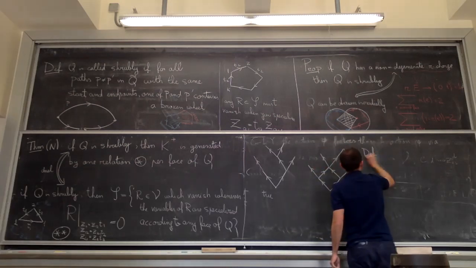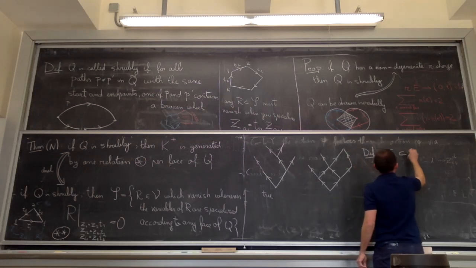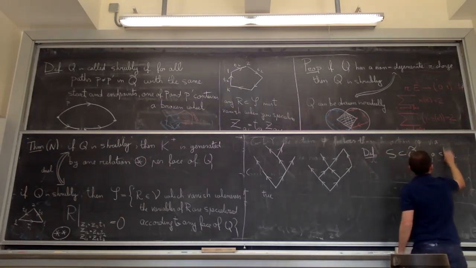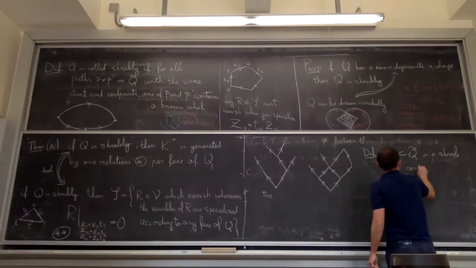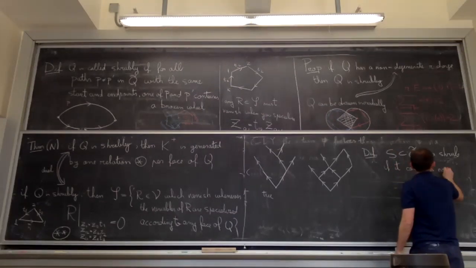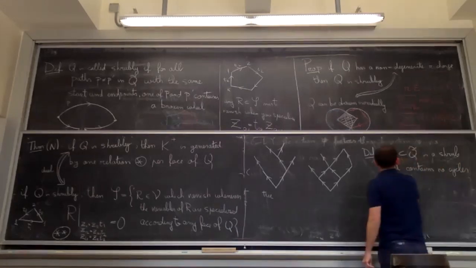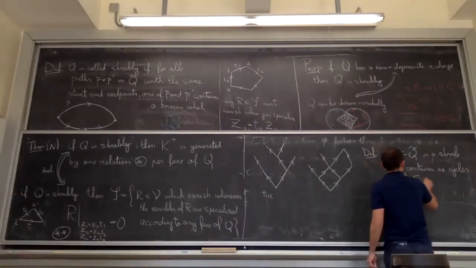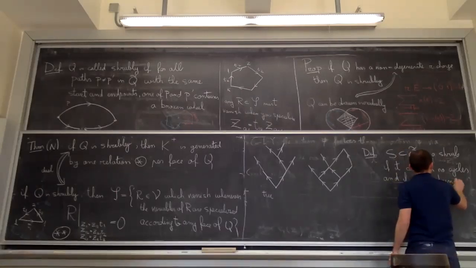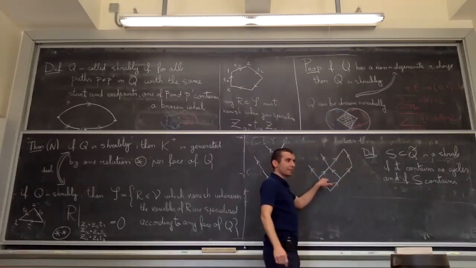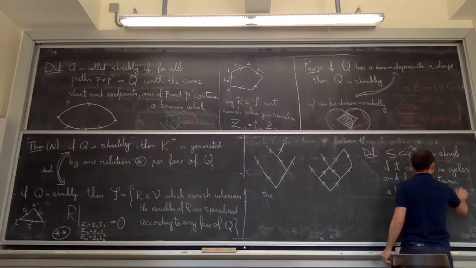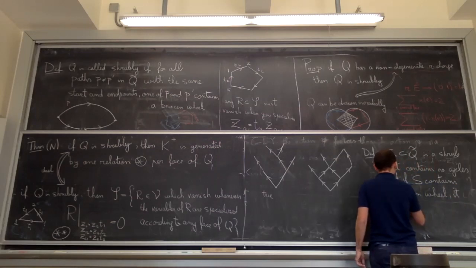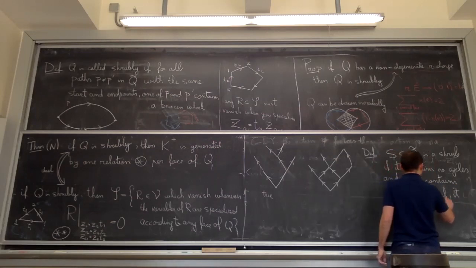And the actual definition of a shrub is: a subgraph S of Q tilde is a shrub if it contains no cycles, and if the shrub contains a broken wheel, because this is like a non-oriented cycle, but it's not a non-oriented cycle. And if S contains a broken wheel, it also contains its mirror. It must also contain its mirror.